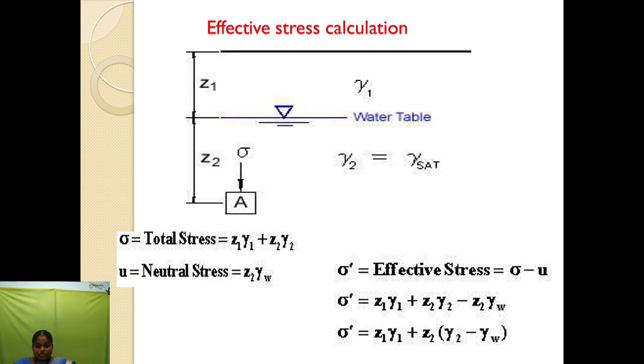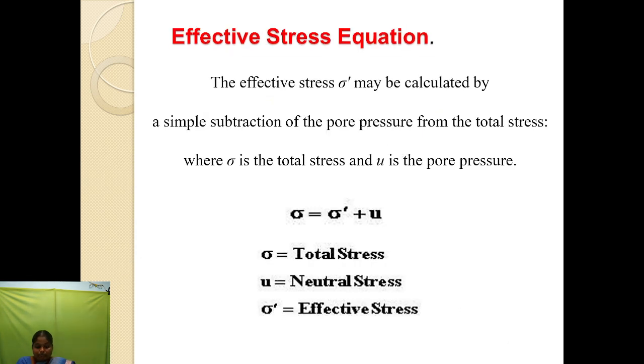So the total vertical pressure at any plane is equal to the sum of the effective pressure and the pore pressure, or neutral pressure: sigma equals sigma dash plus u. Sigma dash is the effective pressure, sigma is the total stress, and u is the neutral pressure. At any time the pore pressure is equal to the piezometric head times the unit weight of water, that is, piezometric head into unit weight of water.